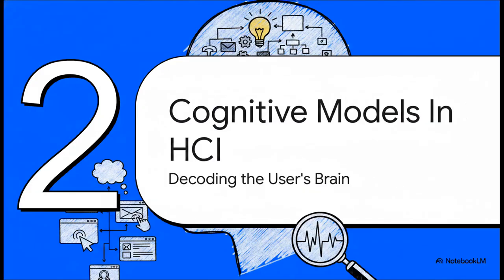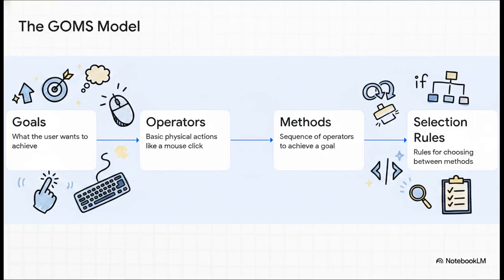All right, Section 2, Cognitive Models in HCI, Decoding the User's Brain. Now, when it comes to cognitive models, the absolute most important one to know is the GOMS model, G-O-M-S. You have to memorize these 4 steps. First, goals. Matlab, what the user actually wants to achieve. Second, operators. These are the basic physical actions, like just clicking a mouse. Third, methods, which is the sequence of operators used to achieve that goal. And finally, selection rules, meaning how a user chooses between different methods, like deciding whether to use a keyboard shortcut or going through a menu.